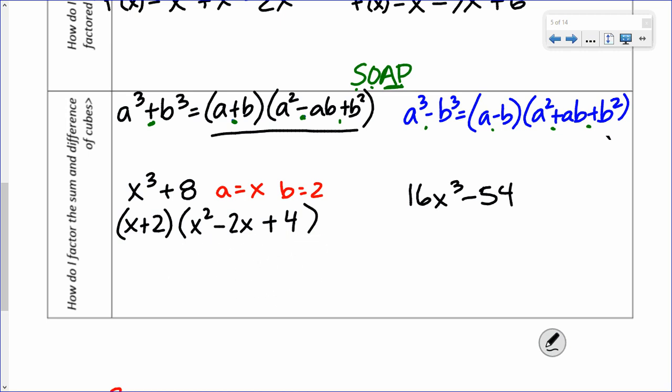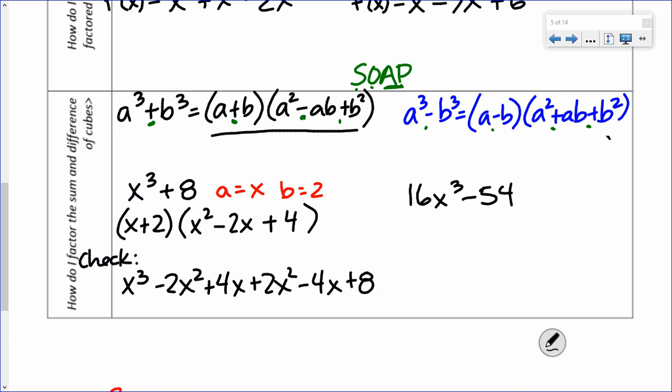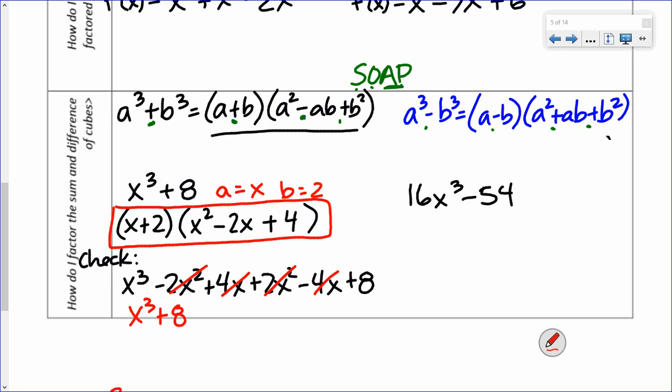I can check it by superfoiling it. So let me check really quick and make sure I have this right. I'm going to go x cubed, x times negative 2x squared, plus 4x. Then I'll multiply 2 times everything. I'll get plus 2x squared, minus 4x, and plus 8. And see what's happening here? These terms are going to cancel out. And I'm left with x cubed plus 8. And it worked. So this is how you factor an expression like x cubed plus 8.